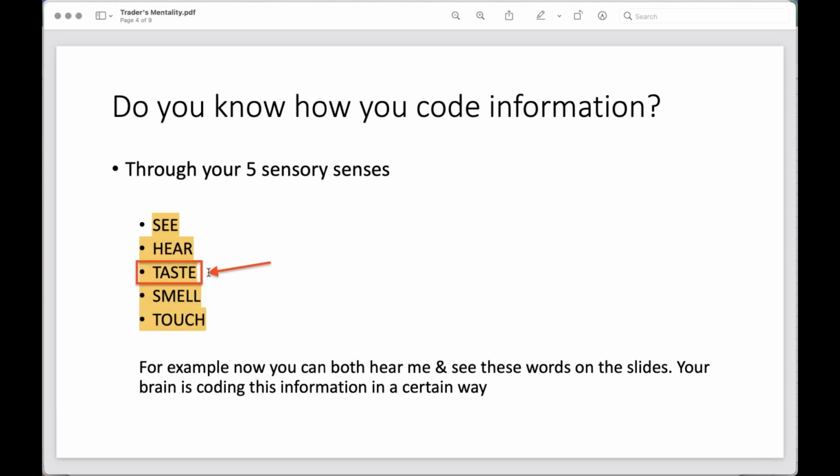In this, you will notice that I have personally put a mark, an arrow, on the taste or the mouth.